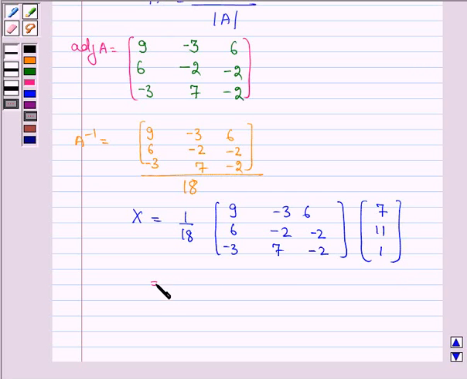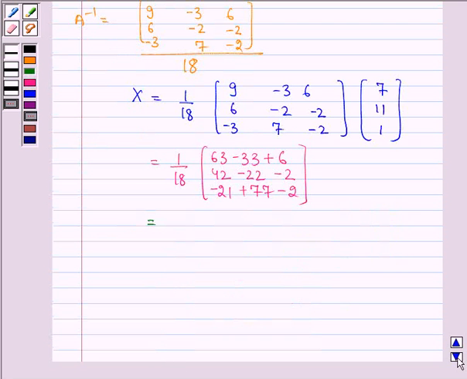And this is further equal to 1 divided by 18. Now 9 sevens are 63. 3 into 11 is minus 33. 6 ones are 6. Then we have 6 sevens are 42. 2 into 11 gives 22 with a negative sign, minus 22. Minus 2 into 1 is minus 2. And here we have 3 into 7 with a negative sign, minus 21. 7 into 11 is 77. And minus 2 into 1 is minus 2.